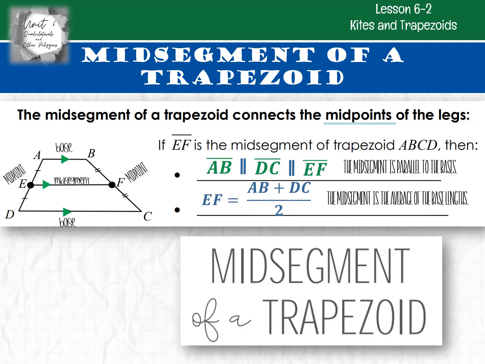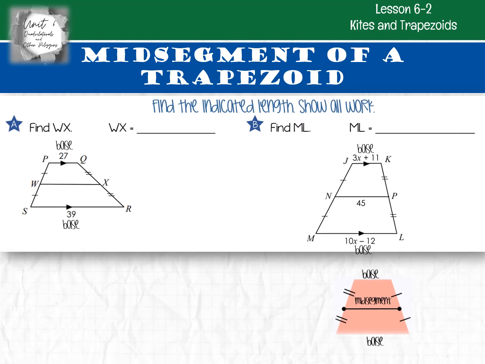What else do we know? Well, the mid-segment is the average of the base lengths. So the length of segment EF is the sum of the lengths of the bases divided by 2. There are the properties of a mid-segment. Mid-segment of a trapezoid. Find the indicated length. Show our work. Find the length of segment WX, which is, of course, the mid-segment there.